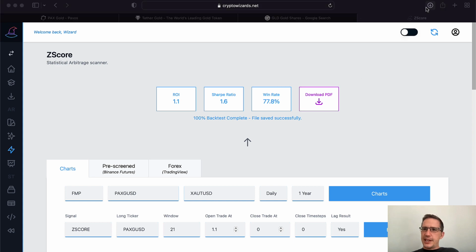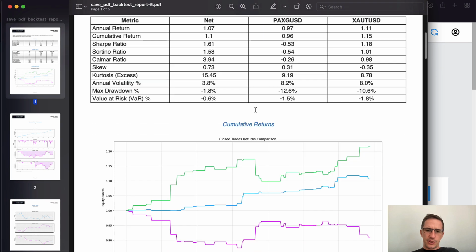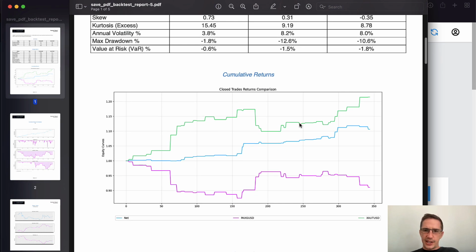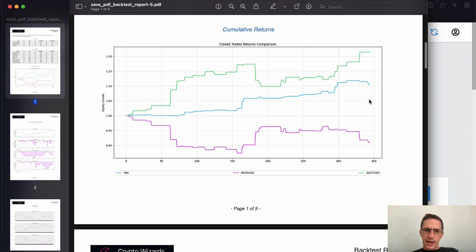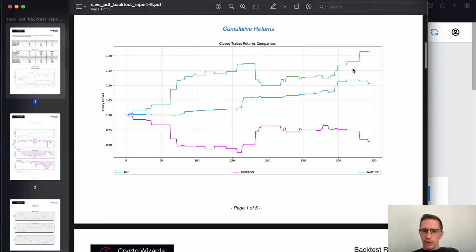So if I download the PDF and go and look at that, we can scroll down and you can see here the green line is showing you where we're making money or losing money on asset 1, and asset 2 is XAUT USD. The pink line is Pax Gold, where we were losing money on that. But the two combined together are the arbitrage trades. So your net position is this blue line.